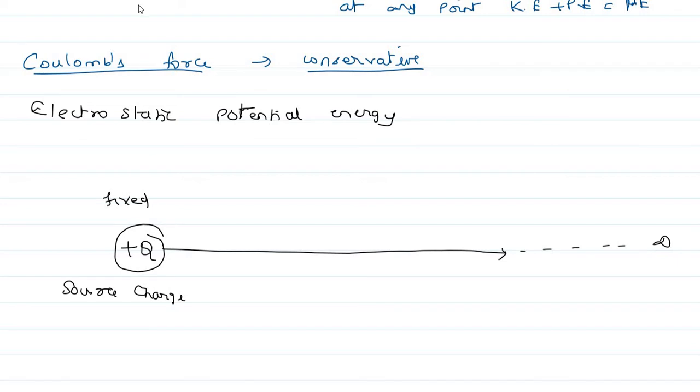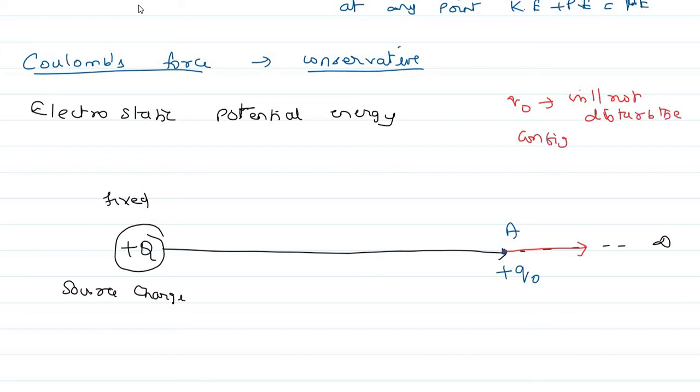But now consider you are bringing a charge plus Q naught to the point A. When the positive charge Q naught is kept at the point A, it will experience a repulsive force due to the positive charge Q. This big charge will repel this small charge Q naught. Here the consideration is important: Q naught is considered in such a way that it will not disturb the configuration of capital Q.